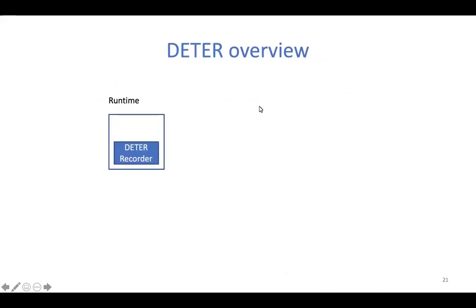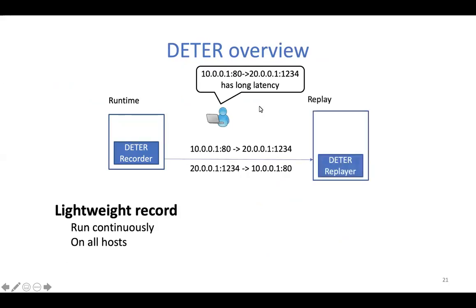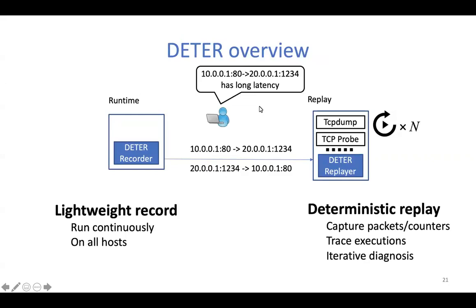Here's an overview of it. At runtime, we run a very lightweight recorder so it can run continuously on all the hosts. And when a problem happens, the user can pick the connection that has the problem and use the DETER replayer to replay the problem. During the replay, the user can use any kind of tools. They can capture packets or read counters. They can trace the execution of the TCP code. They can even replay multiple times so that they can iteratively diagnose the problem to understand it deeper and deeper.